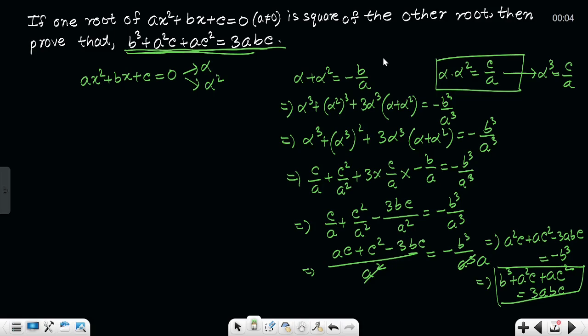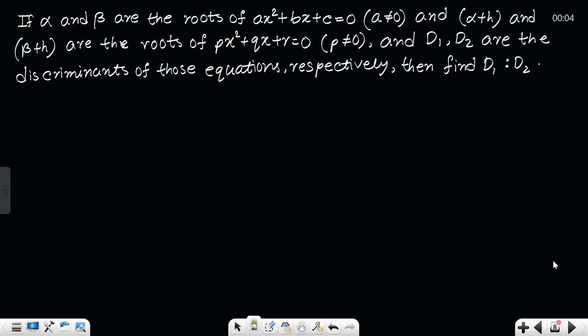Okay. So yeah, let's go for the next question. Our next question is also a very good question. Here what is given, let us read the question carefully. If alpha and beta are the roots of ax square plus bx plus c equal to 0, and alpha plus h and beta plus h are the roots of px square plus qx plus r equal to 0, and d1, d2 are the discriminants of those equations respectively, then find d1 is to d2. This is also a very nice question actually.